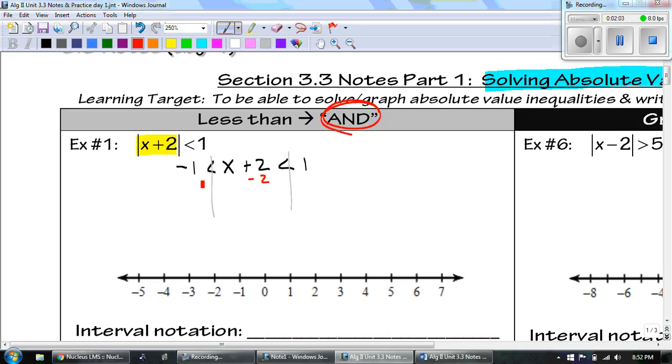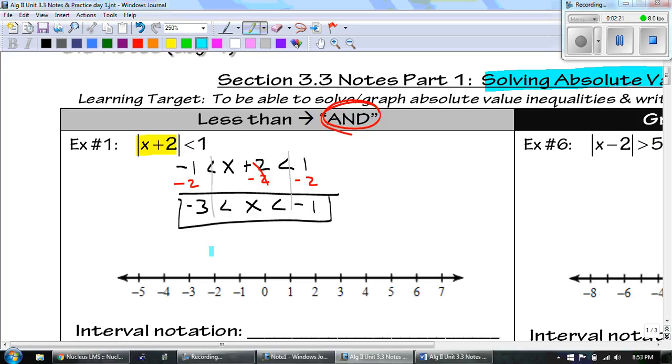So I'm going to subtract 2 from both sides, or all three sides, and then we get negative 3 is less than x, which is less than negative 1. And this is what I'm going to use to graph. I'm open at negative 3, I'm open at negative 1, and I'm going to shade the middle.